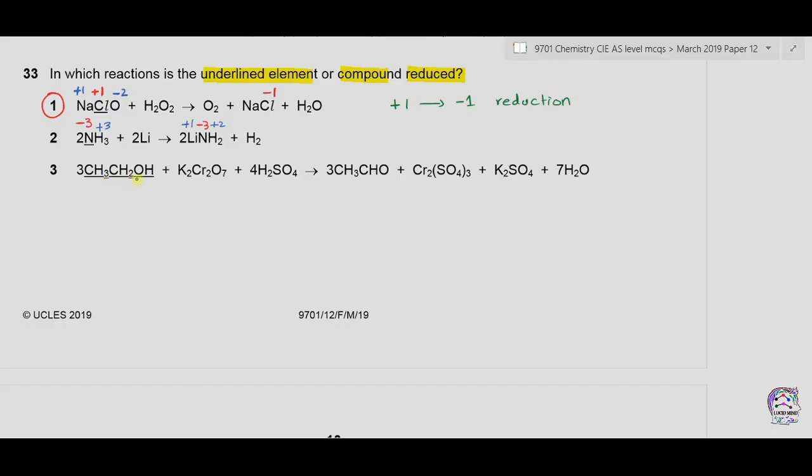In the third option we have this compound being underlined, it is a primary alcohol. And we can see that this compound is being produced, which is an aldehyde. We know that primary alcohol oxidizes into aldehyde. So therefore this is oxidation, not reduction. So the only possible option is 1 and the answer is D.